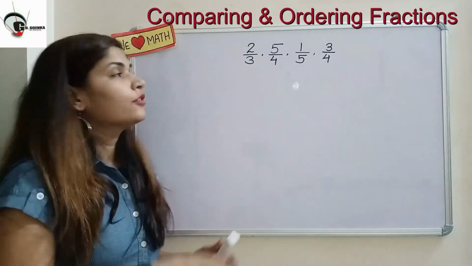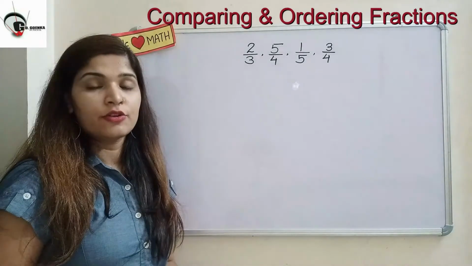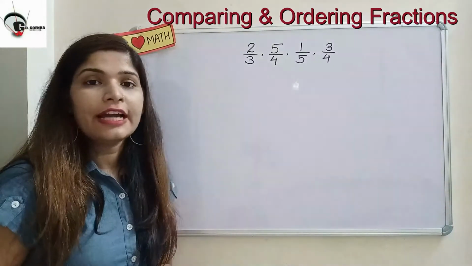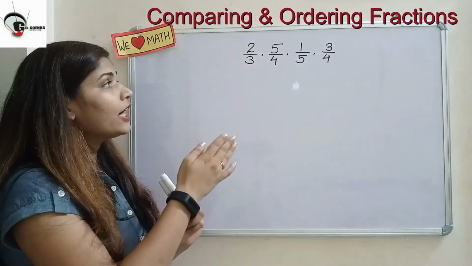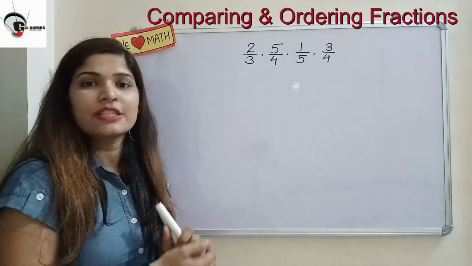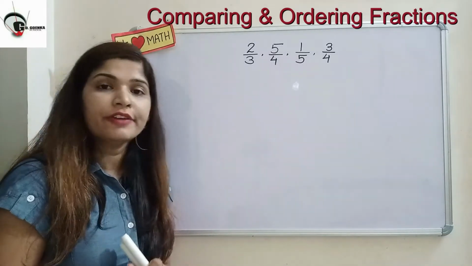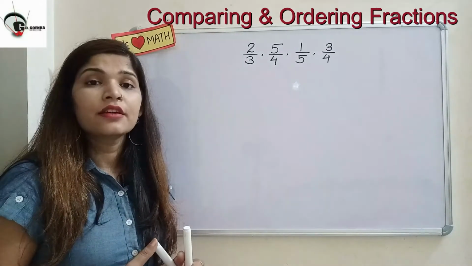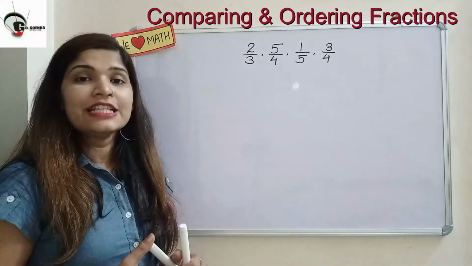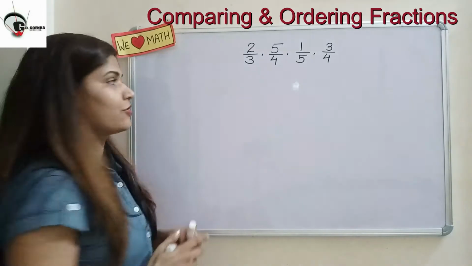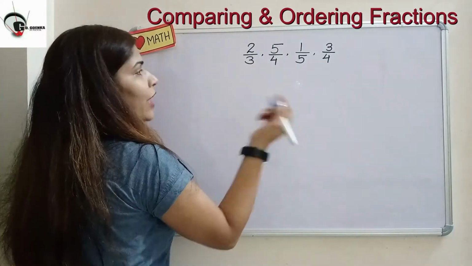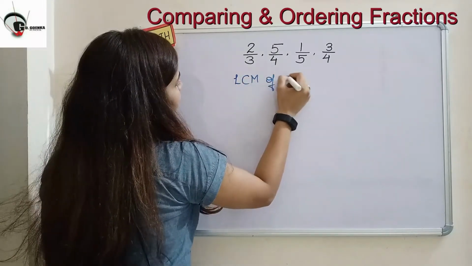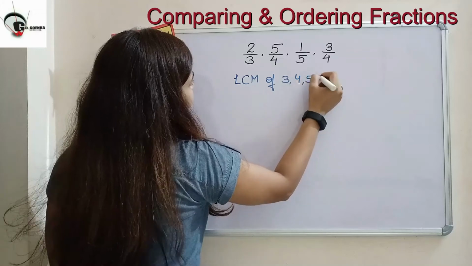So here we have 4 fractions and we are going to order them in ascending order first of all. As you can see, they are all unlike fractions because they have different denominators. So in this case, children, we are going to use the method which we have done in the previous chapter, that is the concept of LCM, least common multiple of the denominators. I am going to tell you why we are taking out the LCM. First of all, take out the LCM of 3, 4, 5 and 4.